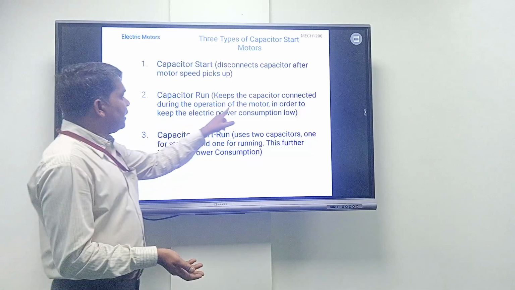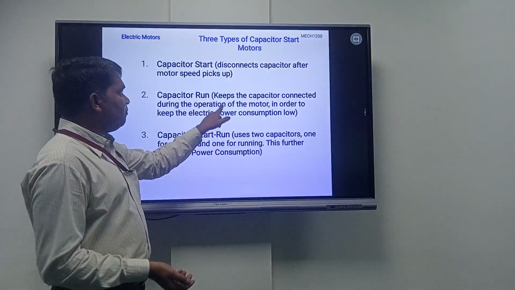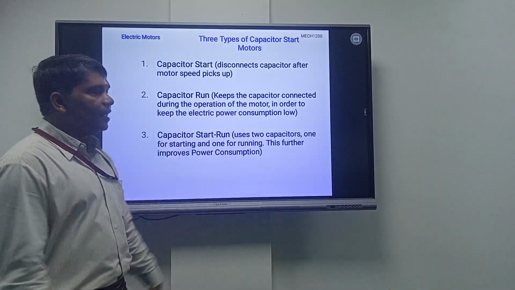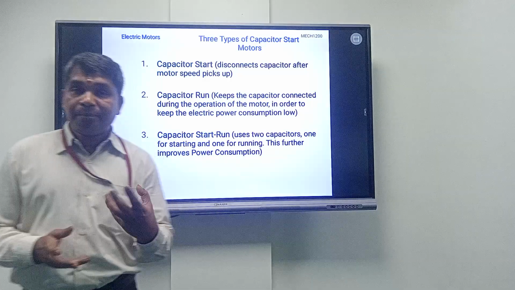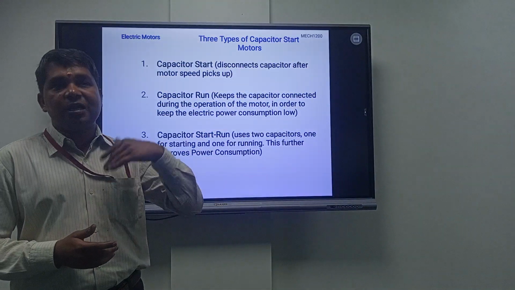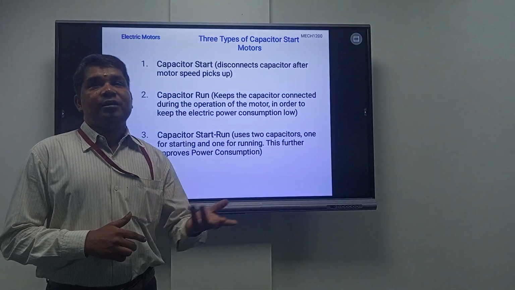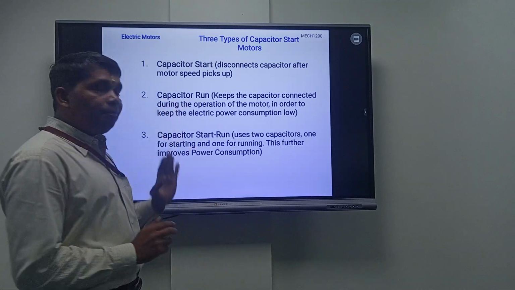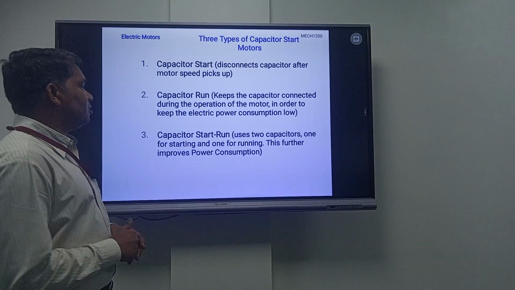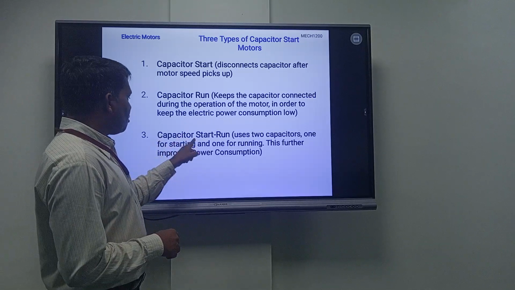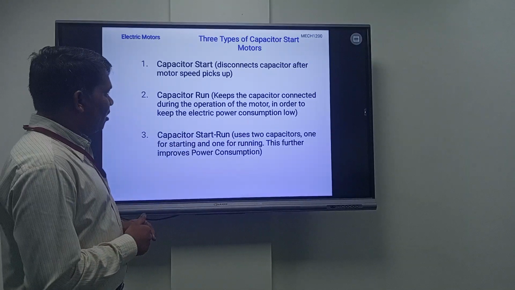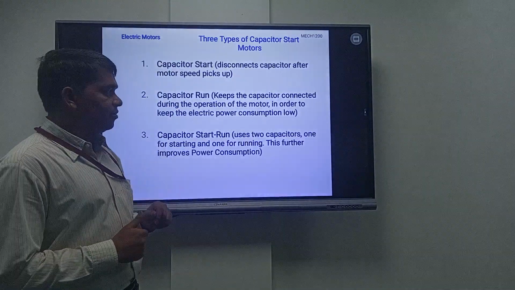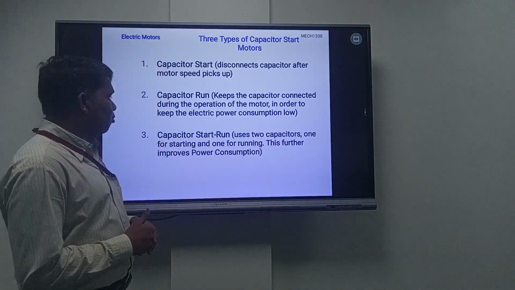That's why we keep the capacitor connected during the operation of the motor, in order to keep the electric power consumption low. Power consumption low, in the sense that it provides the leading current to the motor to compensate the lagging current in the induction motor, so we can keep the capacitor under running conditions as well. The third one is capacitor start run. It uses two capacitors, one for starting and one for running.